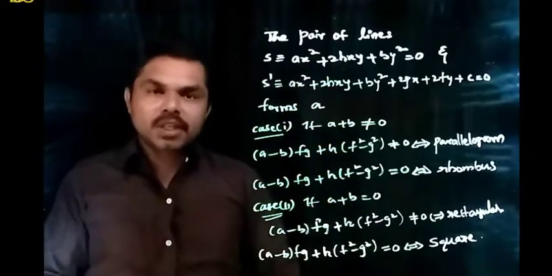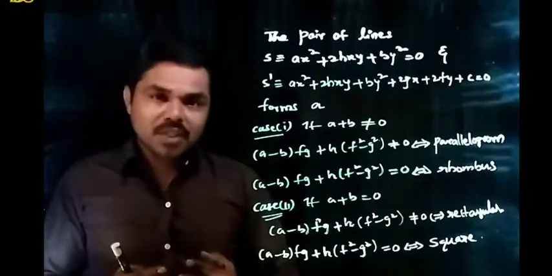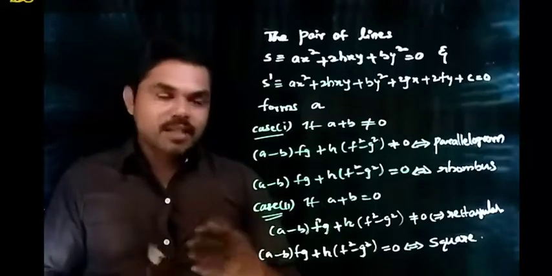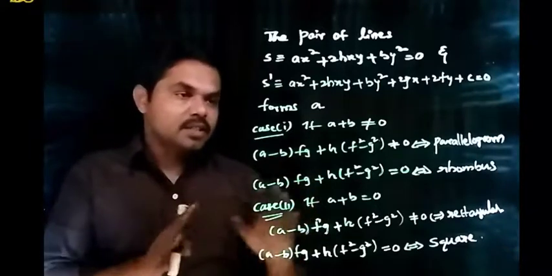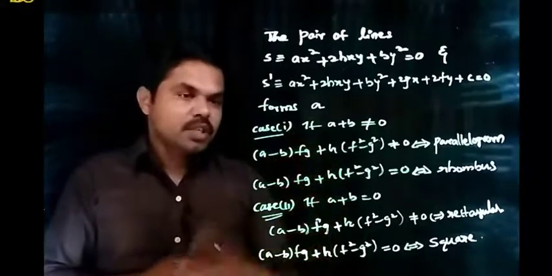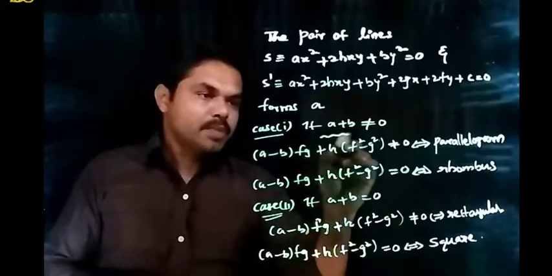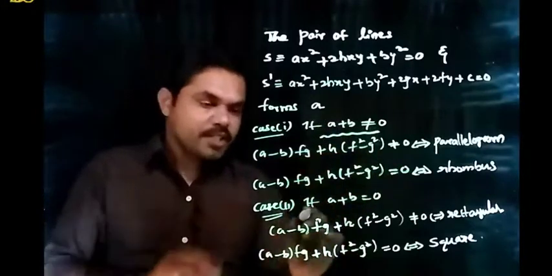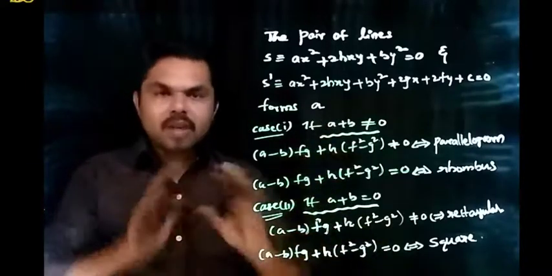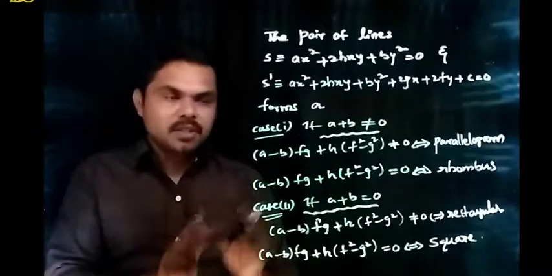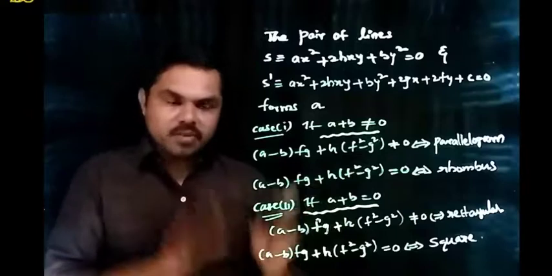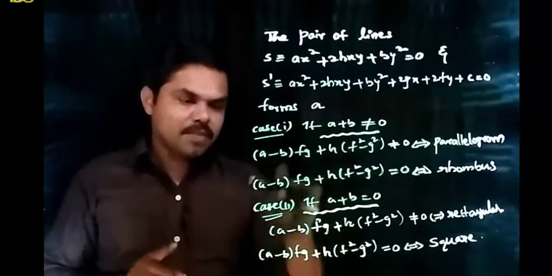But what kind of quadrilateral should it be? What kind of quadrilateral will form with the help of these two pairs of straight lines, we can find by using this synopsis. So I divided the total synopsis into two cases. Case 1 is about the a plus b not equal to 0 situation. Case 2 is about the a plus b equal to 0 situation. The formula is very simple to remember. In that also, the formula is the same for every case.